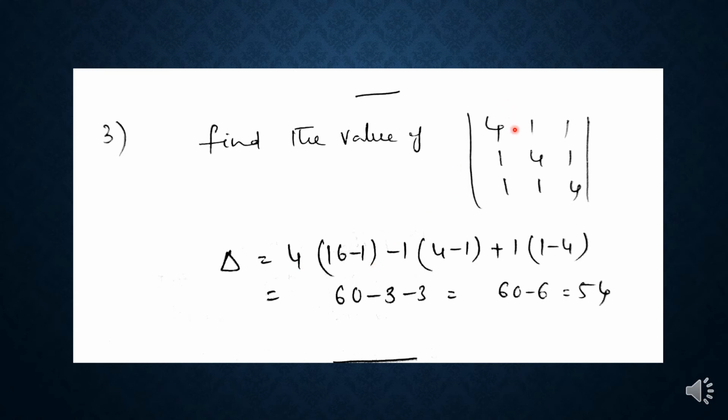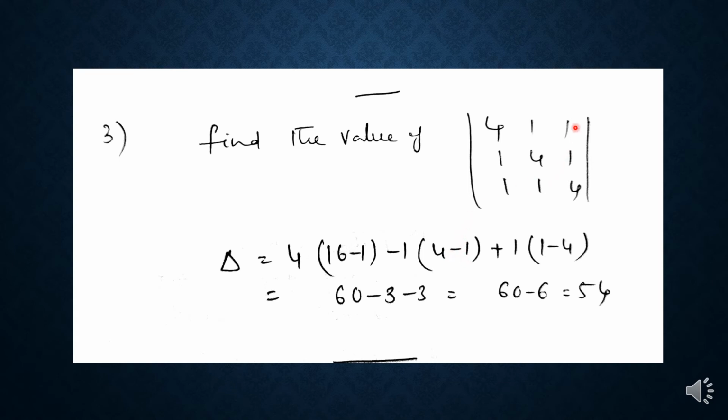Now, for the second element in the first row, we get the minus sign for the cofactor. That's why we take it as minus 1. So minus 1 into, if we take this element, what is its minor? By deleting this column and this row, we get 1, 1, 1, 4. The determinant value is 1 into 4, 4, minus 1 into 1. So 4 minus 1.